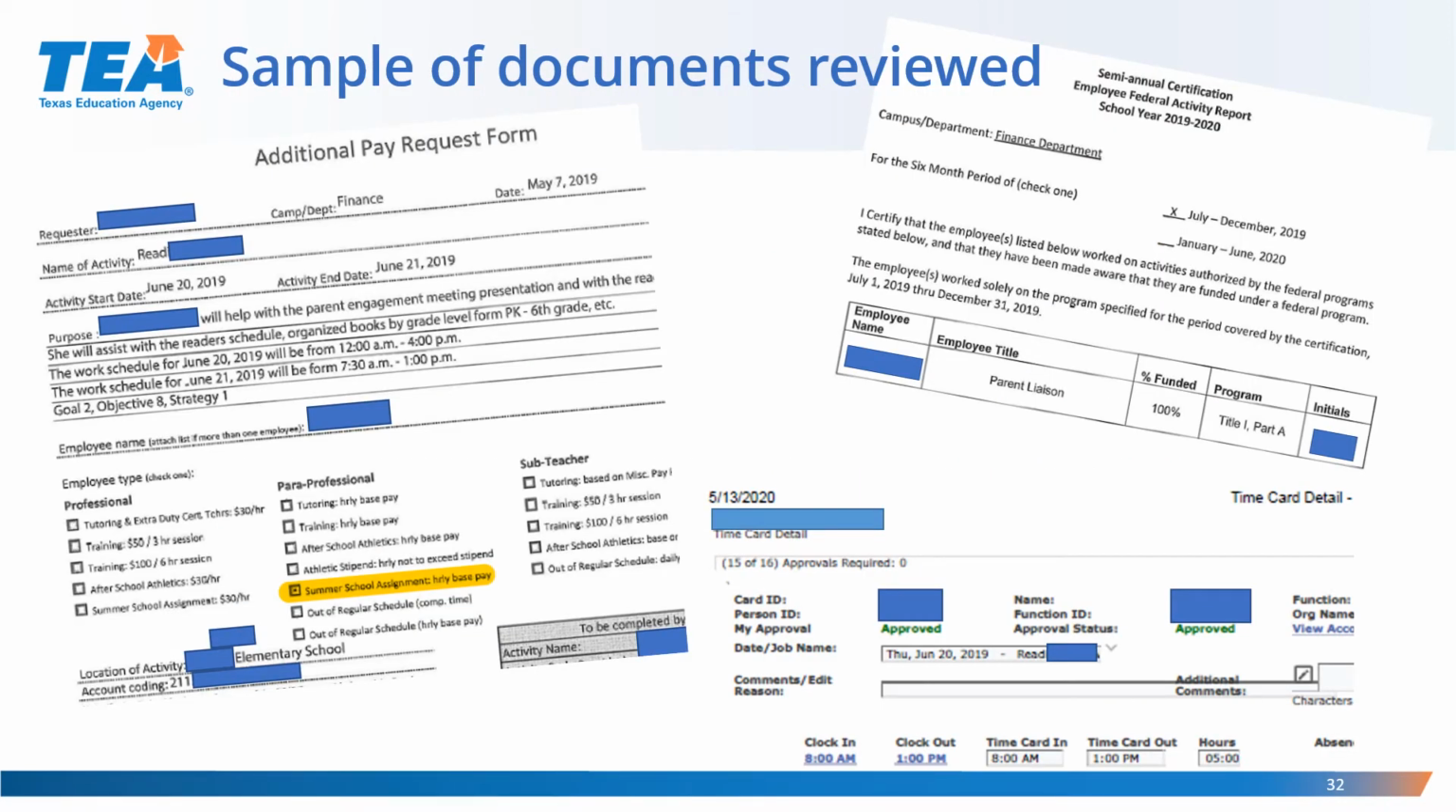Our team of auditors sample a variety of documents when testing payroll-related expenditures for the period of performance. We look at pay request forms, time cards, semi-annual certifications to ensure that the start and end dates are within the grant period and that the activities performed and provided are within the scope of the grant.